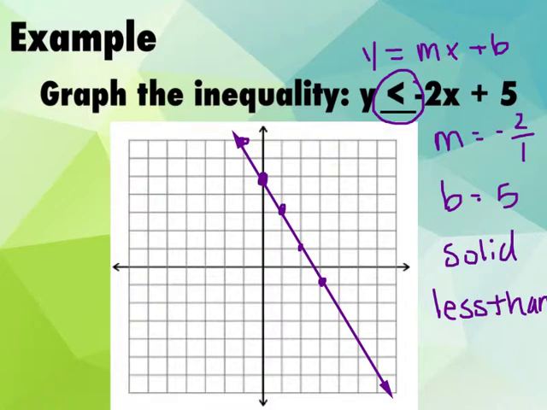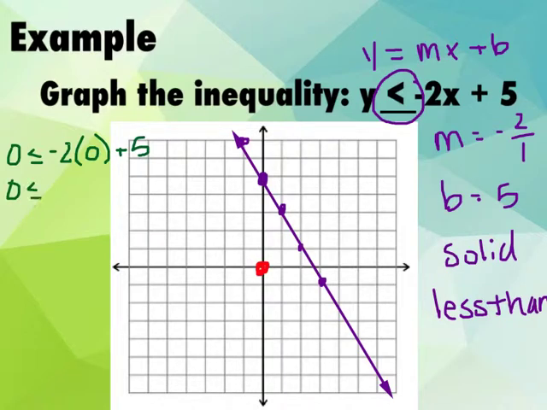Now, sometimes it's a little confusing figuring out where we need to shade. So what I like to do is I pick a point. Usually I try to pick 0, 0, because that's just an easy point to work with. What you do from there is you plug it into the original equation and see if it makes a true statement.